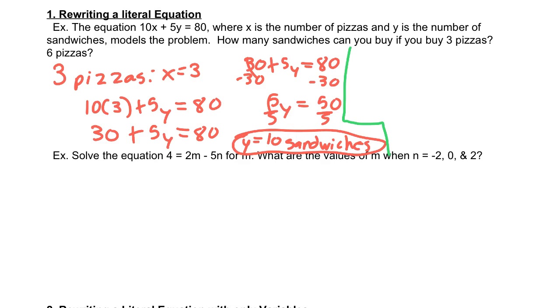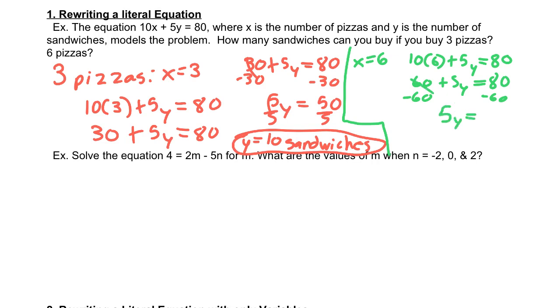If I were going to do this for 6 pizzas, that would mean, in this case, x is 6. So when I substitute, that's 10 times 6 plus 5y equals 80. So that's 60 plus 5y equals 80. I would solve that by subtracting 60 from both sides. 5y equals 20. If I divide by 5, y is 4, and it's 4 sandwiches, if you can read that. So 4 sandwiches.